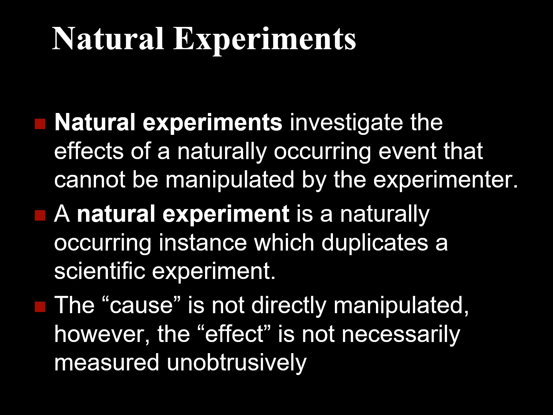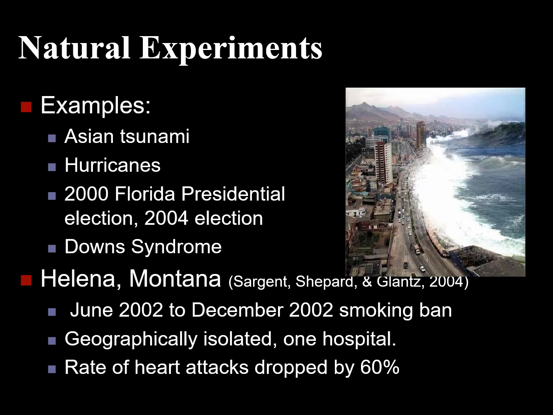So we're going to give some examples of this, where, again, this is starting to blur the lines. Much like archival research, we may be looking at multiple variables for a pattern, but if we find that pattern, we're going to move forward to additional experimentation to look into it. Some examples are Asian tsunamis, hurricanes, the Florida presidential elections in 2000 and 2004, Down syndrome. All of these are things that we are definitely probably interested in researching.